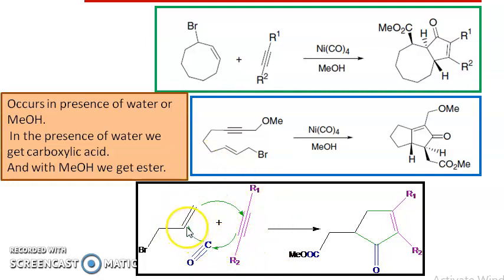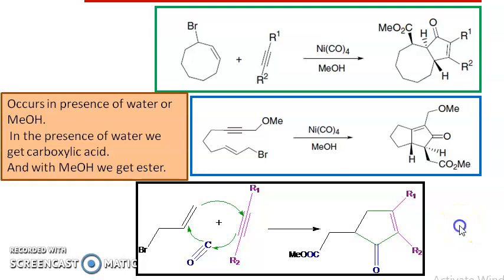So the carbonyl group is getting inserted between the acetylene and the allyl system. You have the double bond here, you have the triple bond here, and carbon monoxide gets added here. You have the double bond, you have the triple bond, and carbon monoxide gets added here. You just try to write down the product formation for these two reactions.